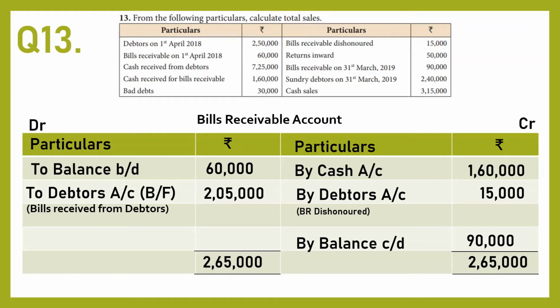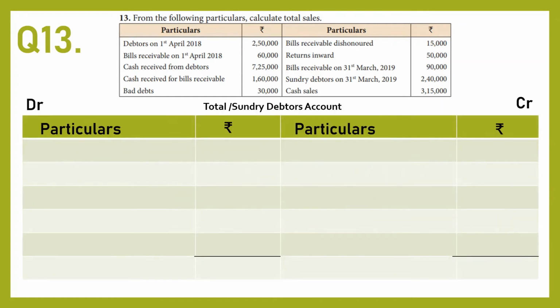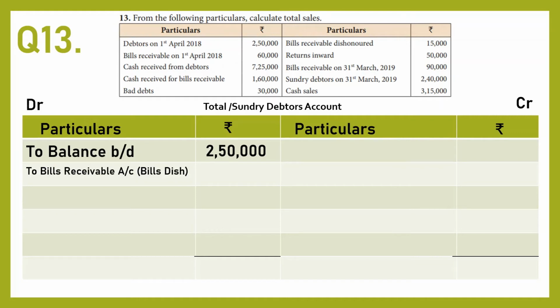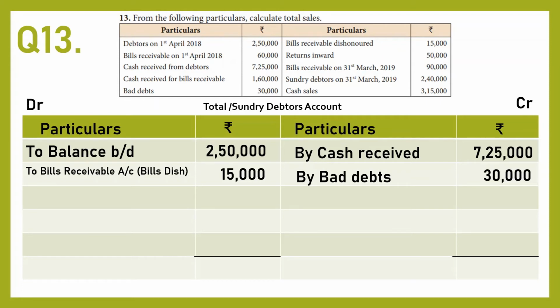So now I'm preparing the debtors account. So when I prepare the debtors account, I start with my opening balance of 2.5 lakhs, right? And then I have the bills receivable dishonored, which is 15,000. So this I'll be bringing it from my previous account that I just prepared. So that is 15,000. So my cash received is going to be 7,25,000. So what is this amount? The details are given in the problem. Cash received from debtors. Okay, so that is 7,25,000. And then the bad debts is 30,000, so which I'm bringing it down.